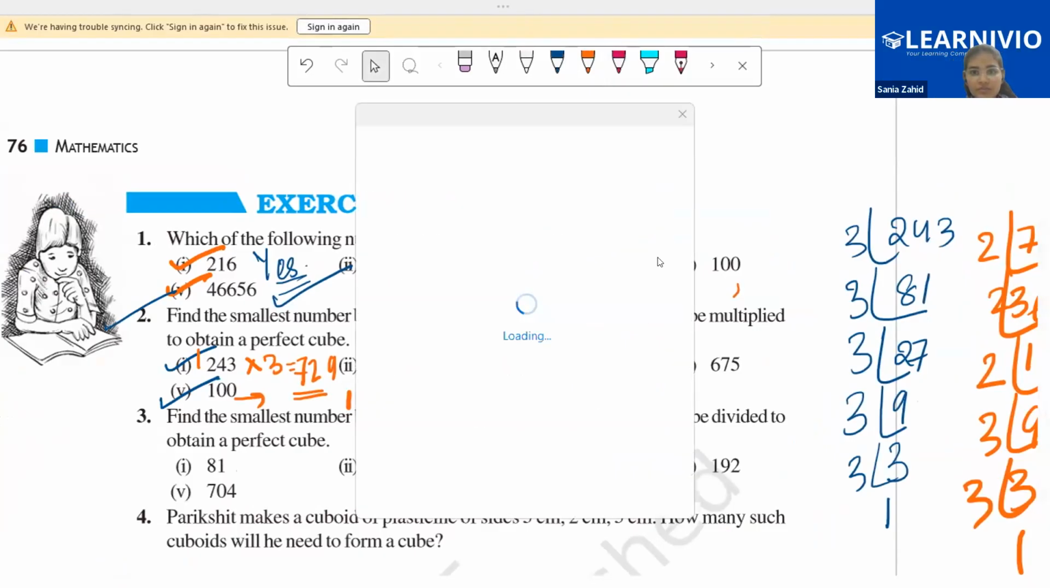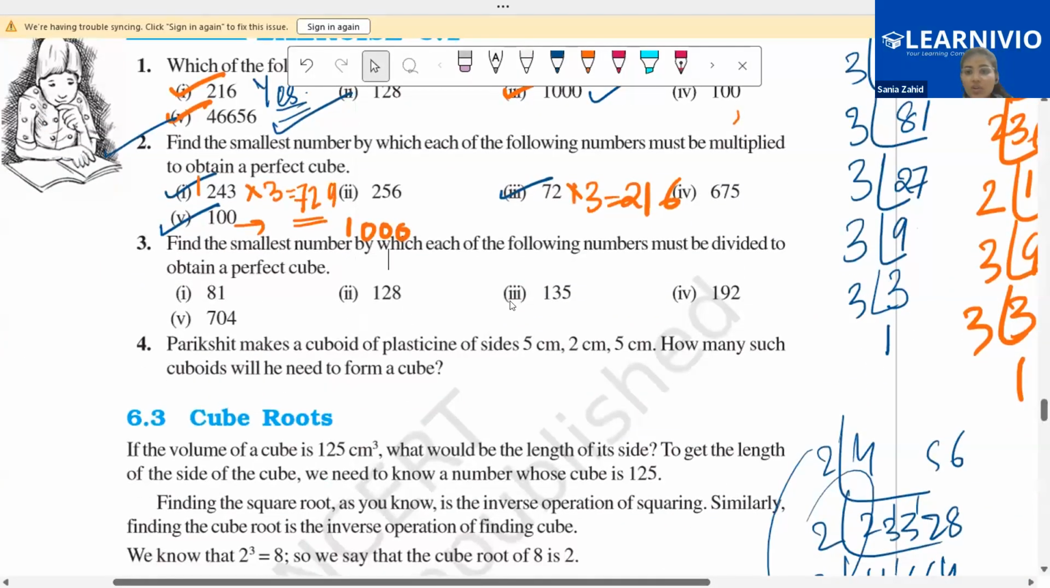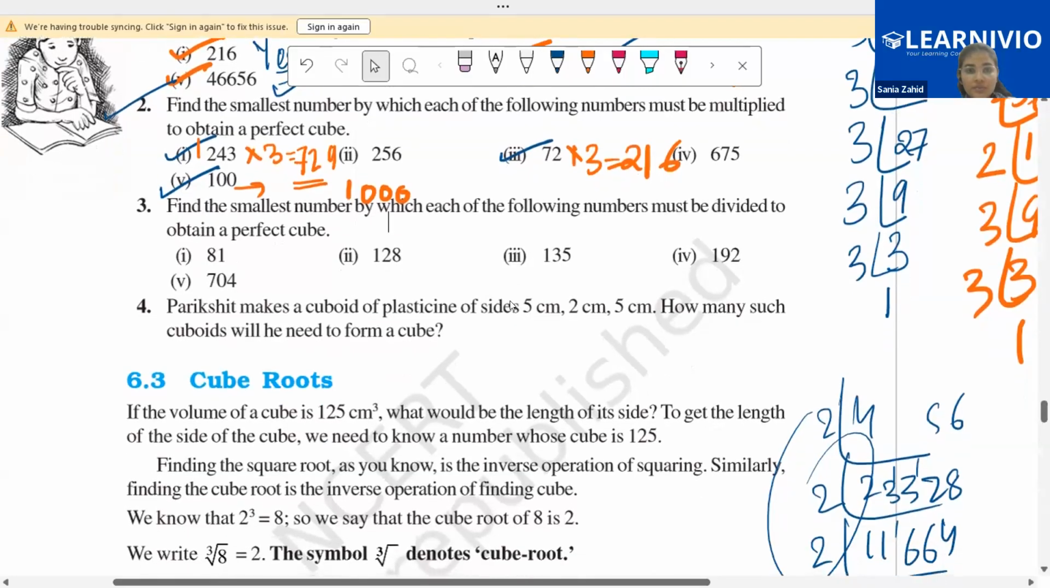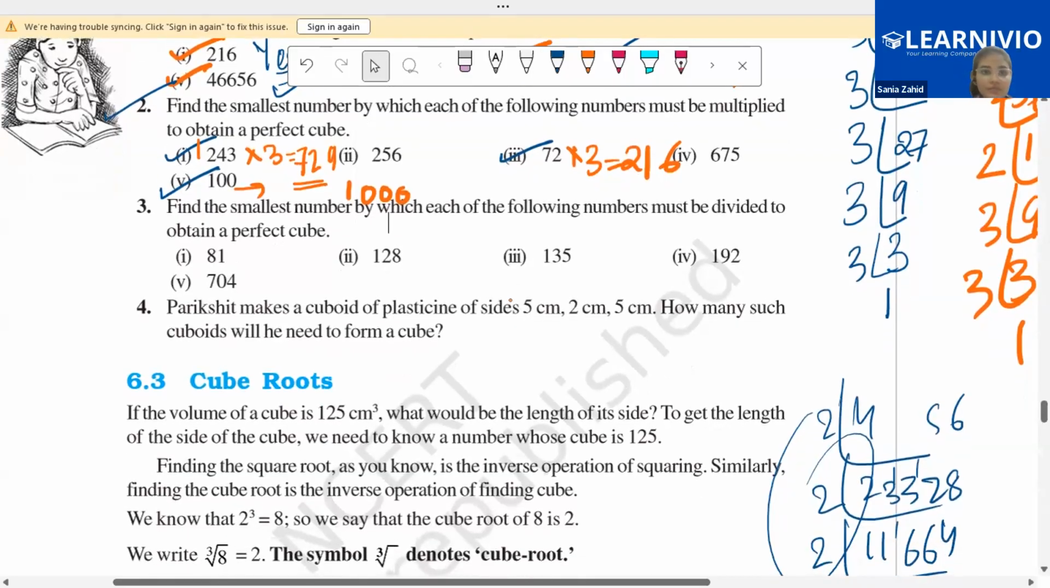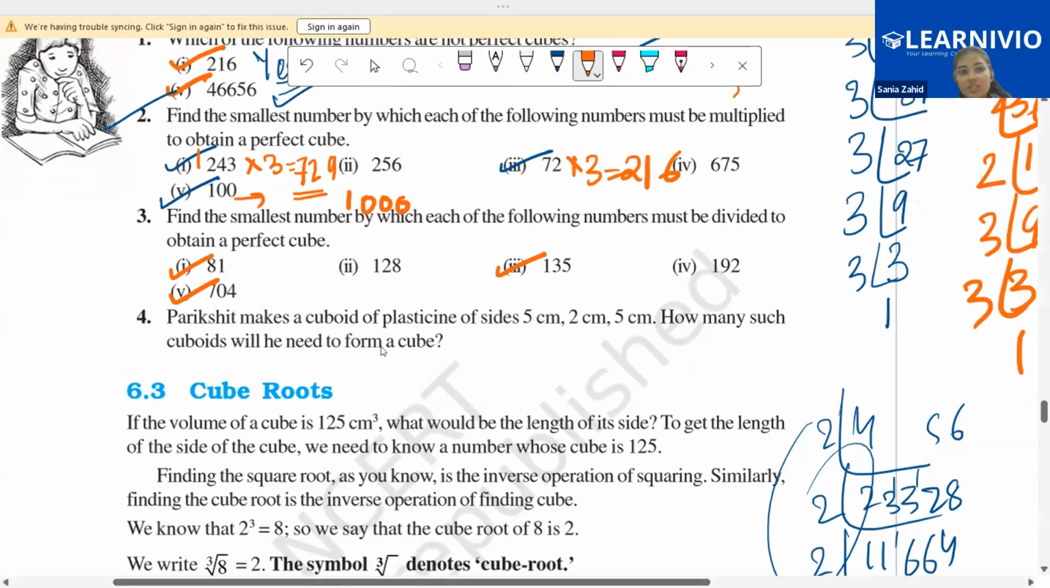One minute, children. Okay, the next question is: find the smallest number by which each of the following numbers must be divided to obtain a perfect cube. So do these also. Just do the alternate. Do these questions. Ma'am, this is a similar kind only. Yes, it's a similar kind. You just have to tell me with which number you will divide. So here you will be eliminating one extra number that you have.